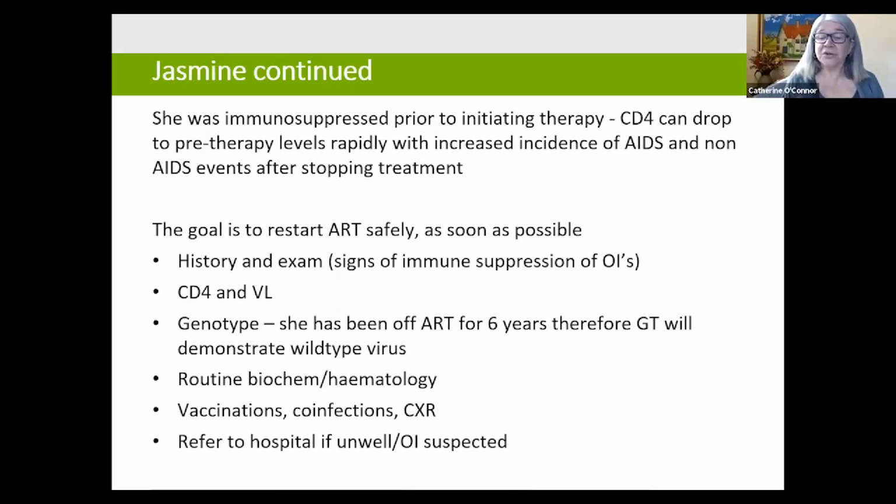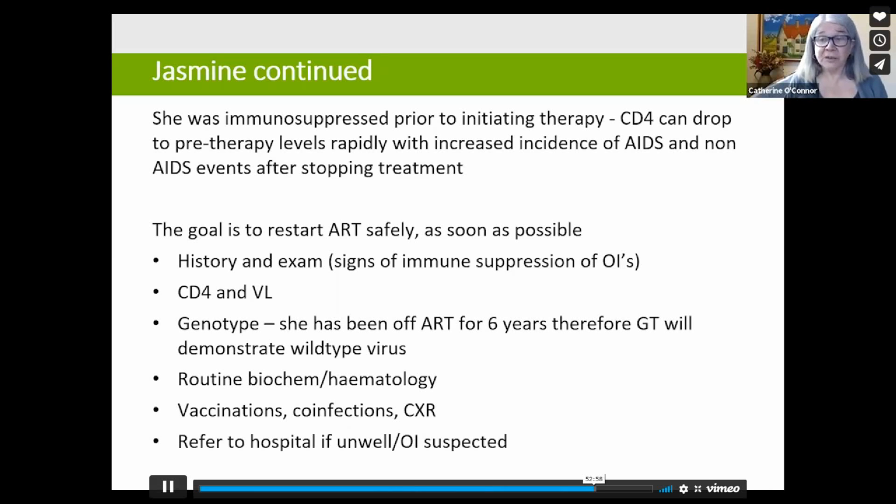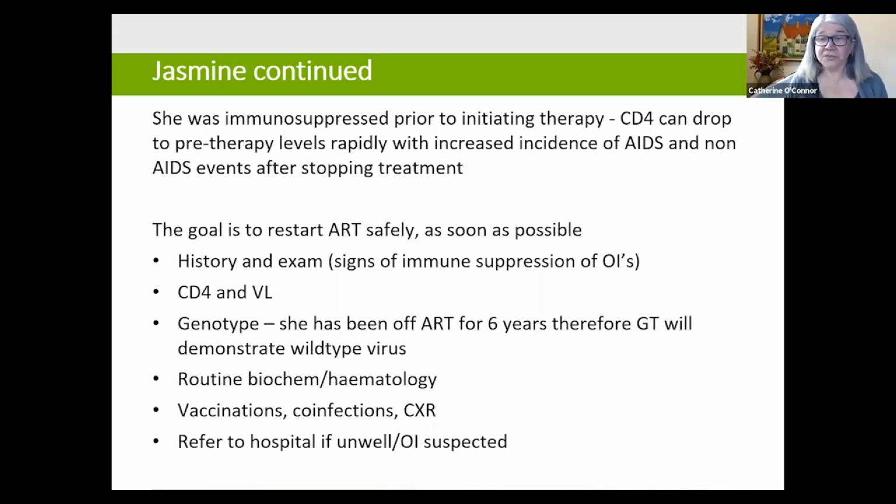We'd certainly be doing routine biochemistry and hematology, checking up on her vaccinations, co-infections, and looking at a chest x-ray. If she was unwell, and this is the reason she's presenting, or if we suspected an opportunistic infection, we would be referring her to a hospital.